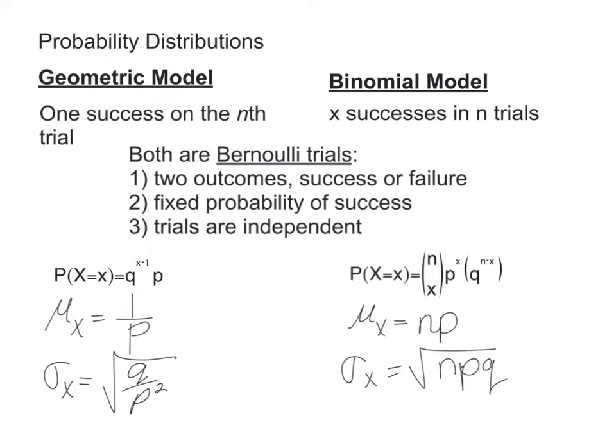And then the trials must be independent. So the probability can't change. You can't use these distributions if you're pulling from a deck of cards and you're not putting the cards back. So there has to be replacement if it's that kind of trial.